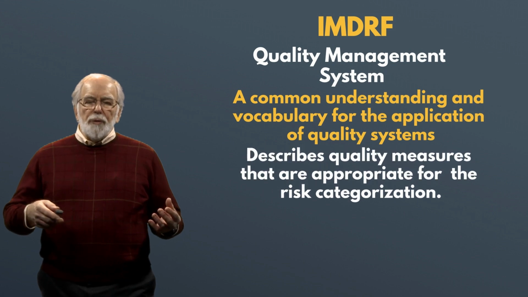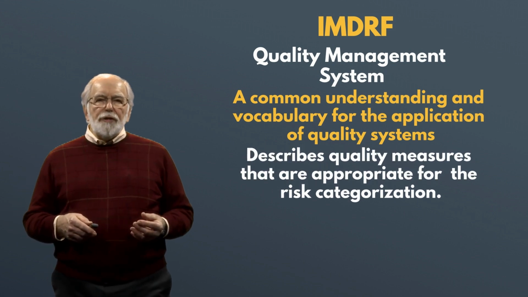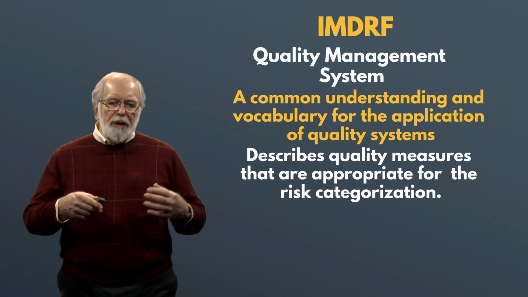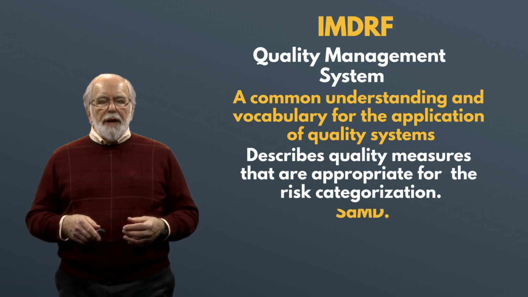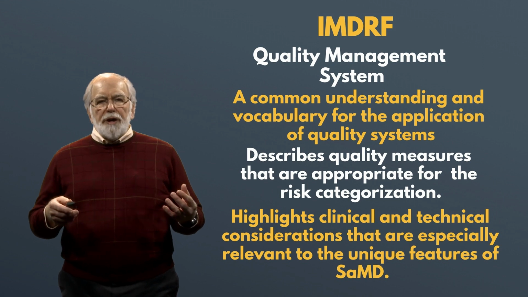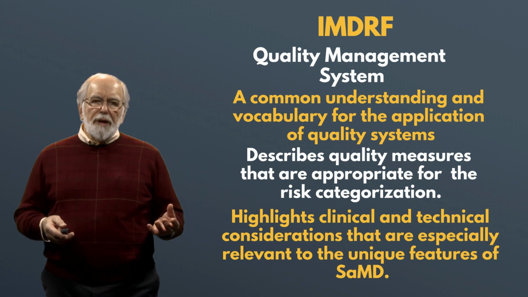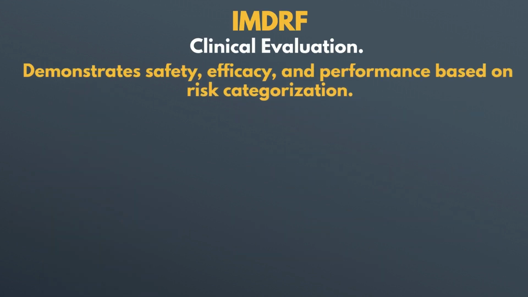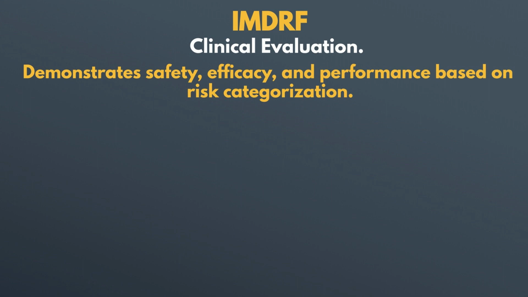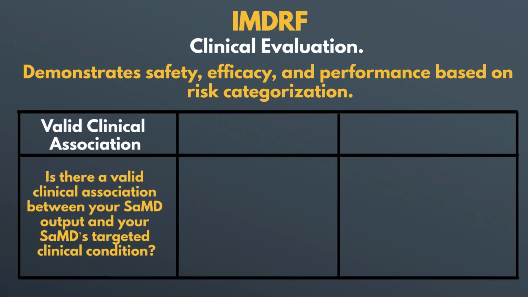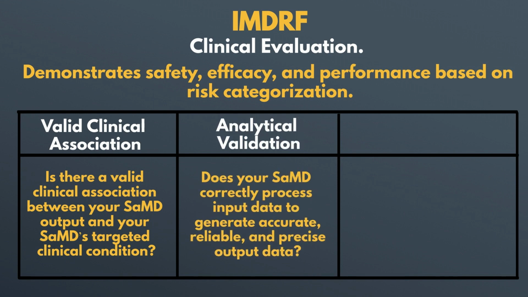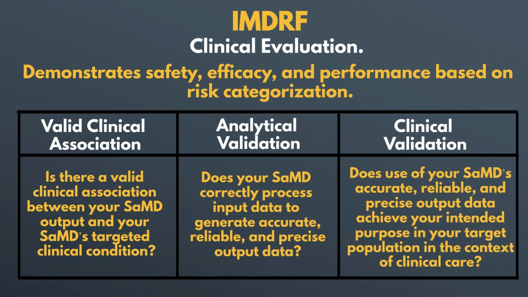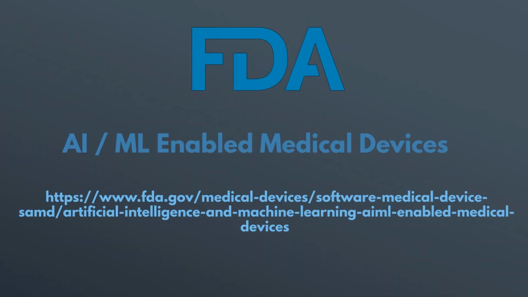The quality system describes how the risk categorization affects the quality control of that particular product, and also how the product is going to be evaluated from a clinical perspective as well as from a technical perspective. It demonstrates the safety, efficacy, and the performance with regard to the valid clinical association, along with the analytical validation and the clinical validation. And you can find more information about these details on the FDA website that's in CDRH.